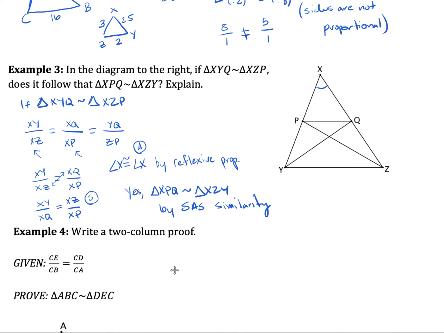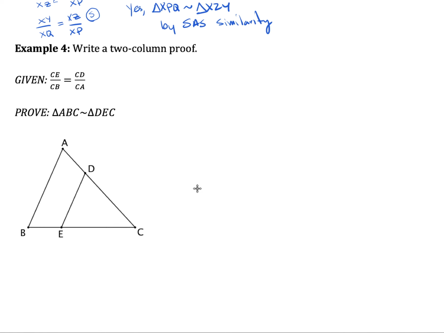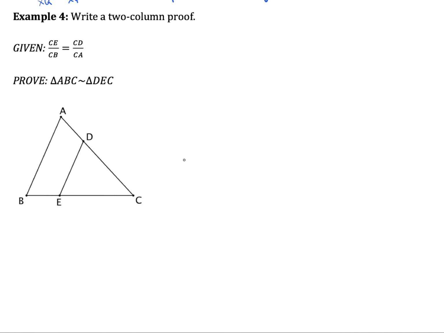Now the last thing we're going to do in this lesson is take a look at a two-column proof that uses one of these theorems. And so we have this diagram, and what we're told in this diagram is that segment CE, right here, over segment CB as a ratio is equal to the ratio of CD over CA.